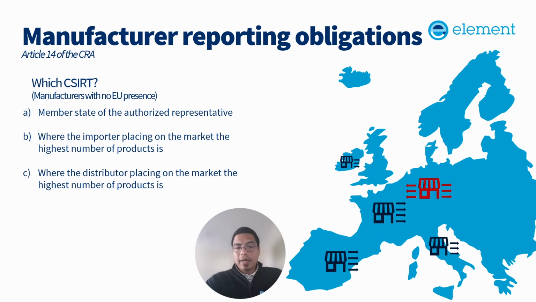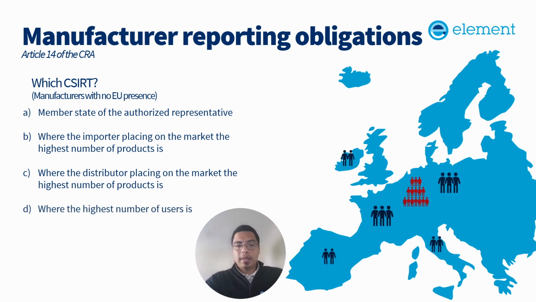If that still isn't clear, then quite simply it is the member state where the highest number of users of the concerned product with digital elements is. So especially for things like legacy products, for example, which are not currently being placed on the market, it will be important to understand where the highest number of users is so we can determine, for example, which CSIRT will be notified should there be an actively exploited vulnerability.